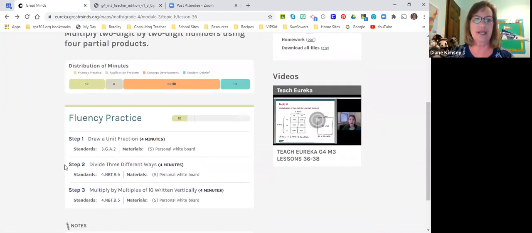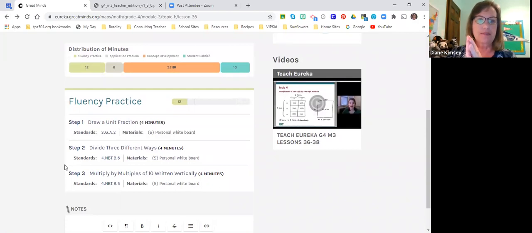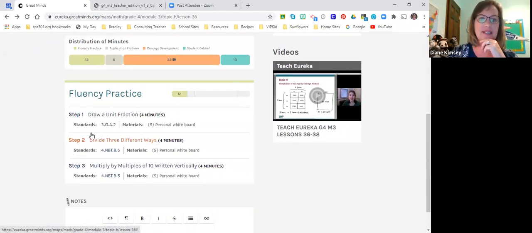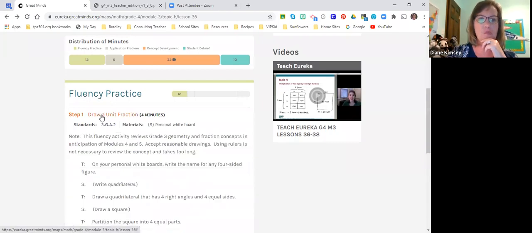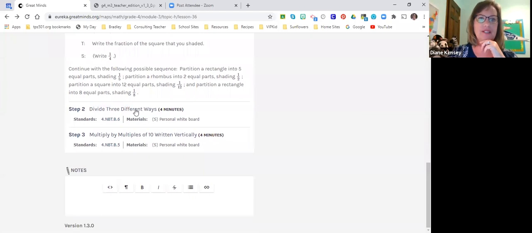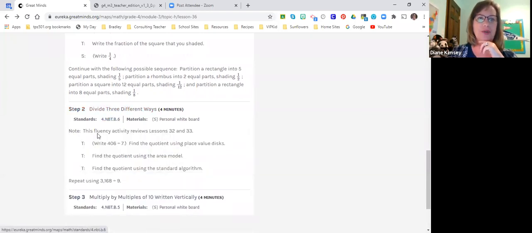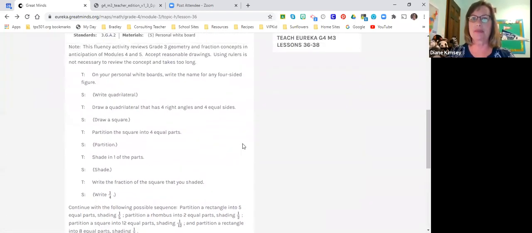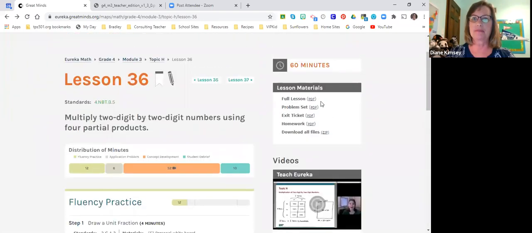On the fluency, I want to bring this up and talk to you about something here. I'm wanting to show you a sprint. Let me come back up here to the right. And we're going to go back.